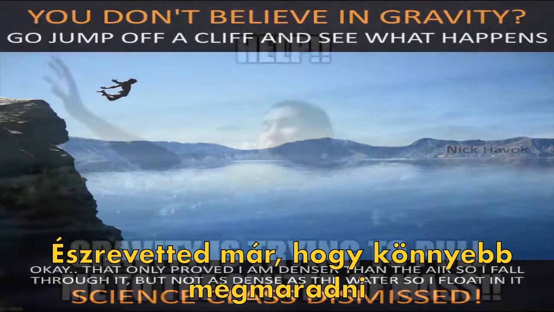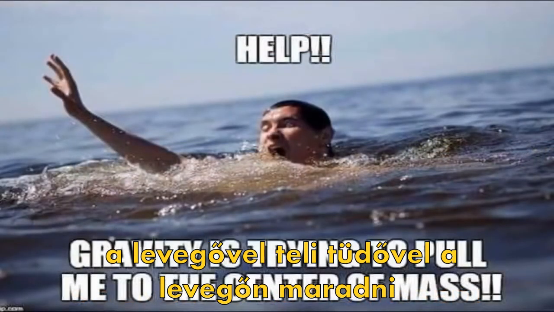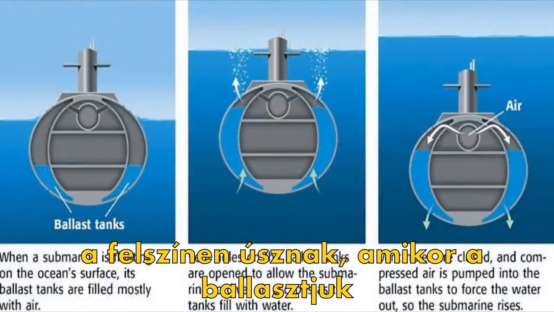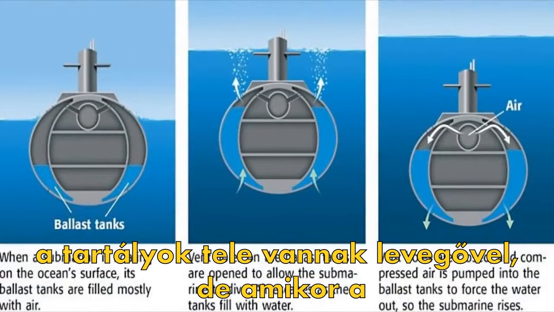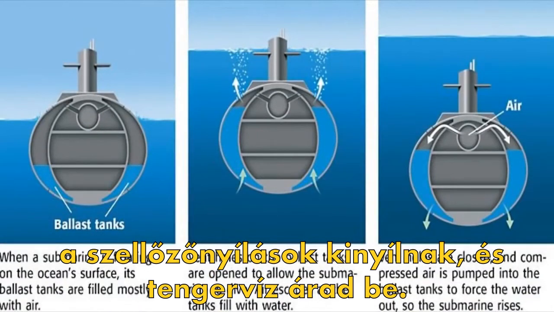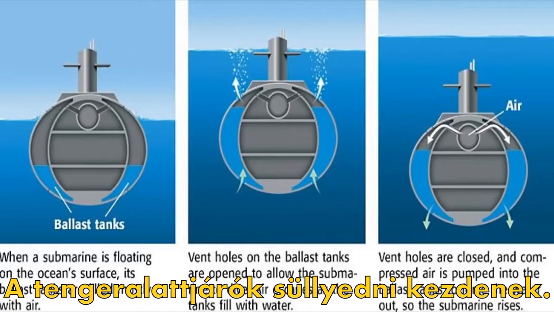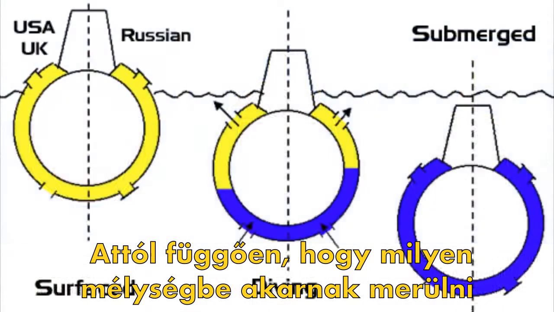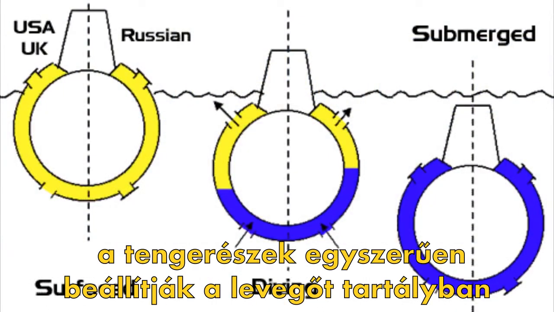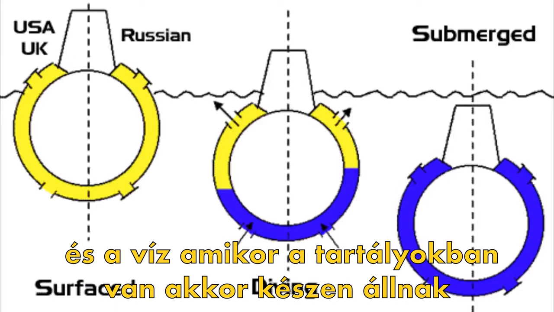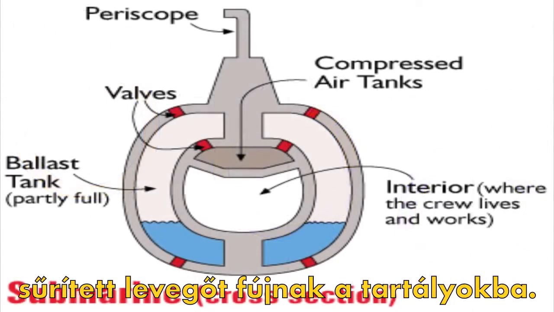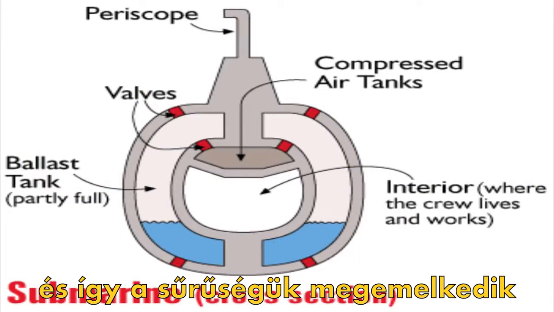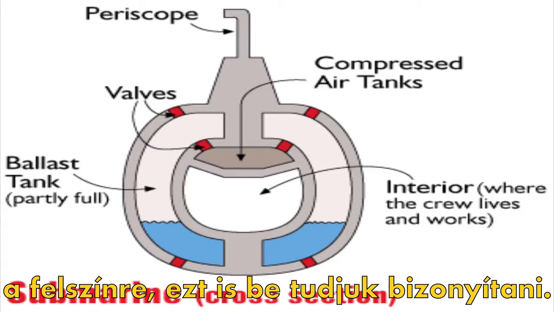Have you ever noticed how it's easier to stay afloat with your lungs full of air than it is when they're empty? Submarines float on the surface when their ballast tanks are filled with air. But when the vents are opened and seawater floods in, they begin to sink as the submarine's density becomes greater than water. Depending what depth they wish to dive, sailors simply adjust the ratio of air and water in their tanks, and when ready to resurface, they blow compressed air into the tanks, forcing the seawater out, lowering the density, and thus causing them to rise back to the surface.